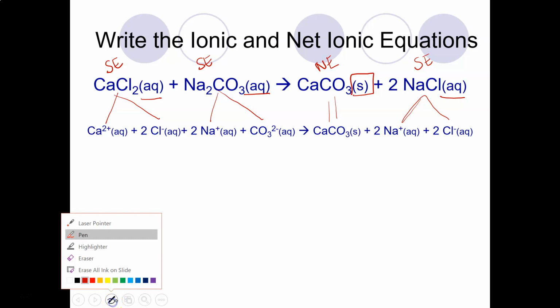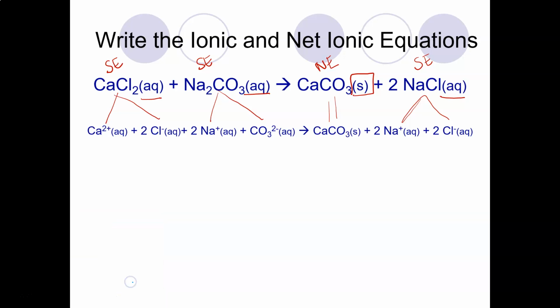So now, to move on to my net ionic equation, I need to look for spectator ions and cancel them out. So when I look for spectator ions, my first ion here is calcium 2 plus aqueous. I look on the product side. I do not see anything that looks exactly like calcium 2 plus aqueous. So not a spectator ion. 2 Cl minus aqueous, 2 Cl minus aqueous. That's a spectator ion.